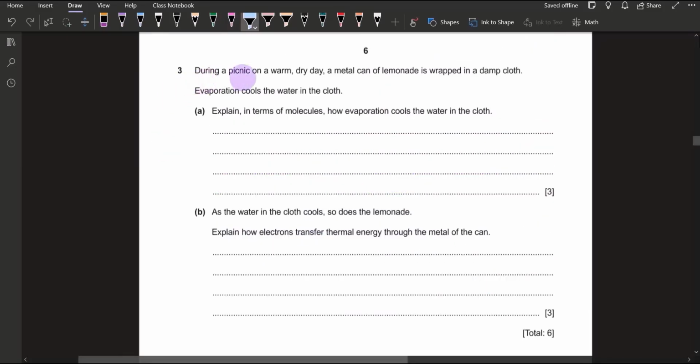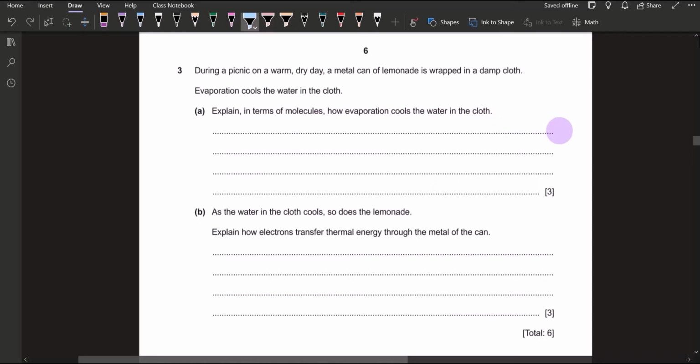Question number 3. During a picnic on a warm, dry day, a metal can of lemonade is wrapped in a damp cloth. Evaporation cools the water in the cloth. Part A says explain in terms of molecules how evaporation cools the water in the cloth. So for this question, we have to be focused on the words. It's a really tricky question.